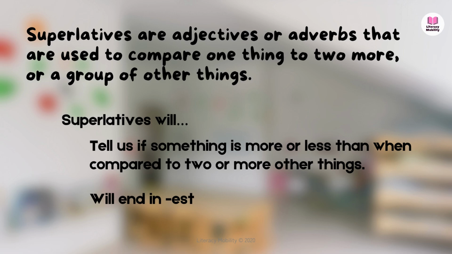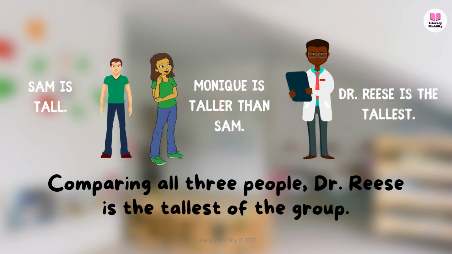Superlatives are adjectives or adverbs that are used to compare one thing to two more or a group of things. Superlatives will tell us if something is more or less than when compared to two or more other things and will end in EST. Sam is tall. Monique is taller than Sam. Dr. Reese is the tallest. Comparing all three people, Dr. Reese is the tallest of the group.